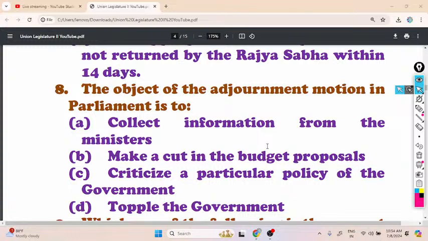So most important is to raise a matter of urgent public importance, and to criticize or to seek the position of the government on a particular urgent issue which is facing the nation. If any issue is facing the nation and the opposition wants to know what the government has done and what the government should do, then it moves the adjournment motion.